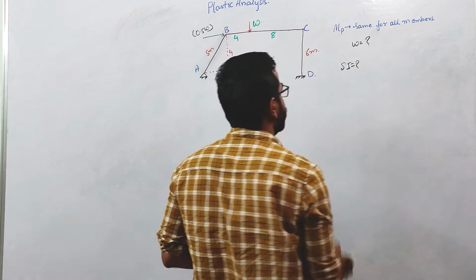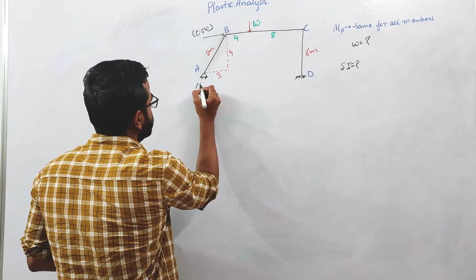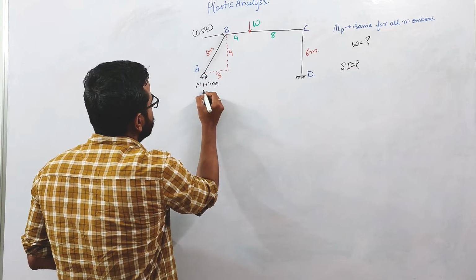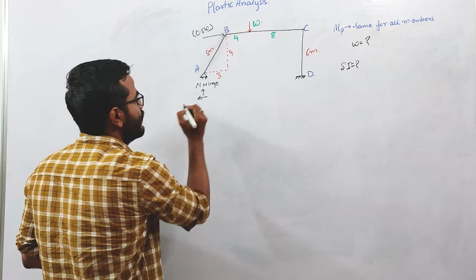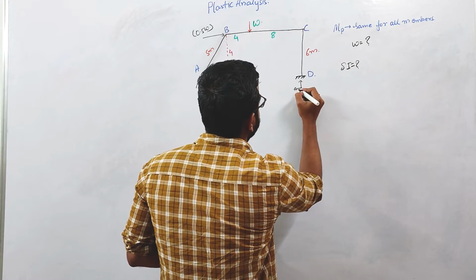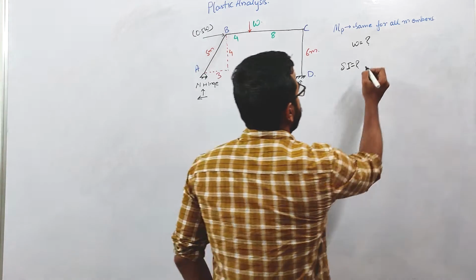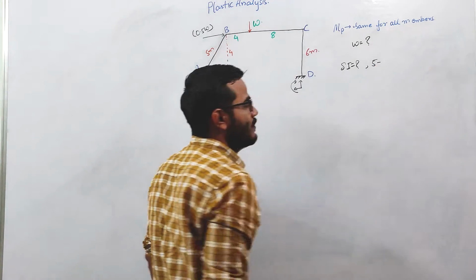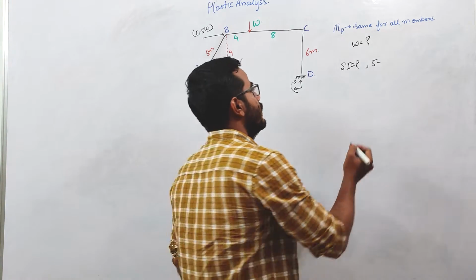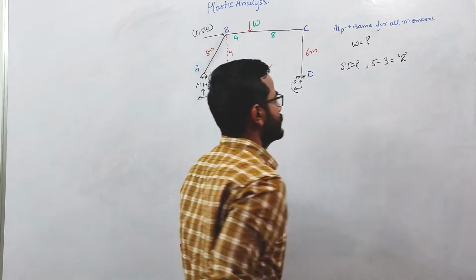So what is the static indeterminacy of this frame? Okay. And this is the point of natural hinge. So at this point, the reactions will be one vertical, one horizontal. At this support, the reactions will be one vertical, one horizontal, and one rotation. So the total number of reactions is 5. Equilibrium equations will be 3: summation Fx = 0, summation Fy = 0, and summation M = 0. So the static indeterminacy of this frame is basically 2.